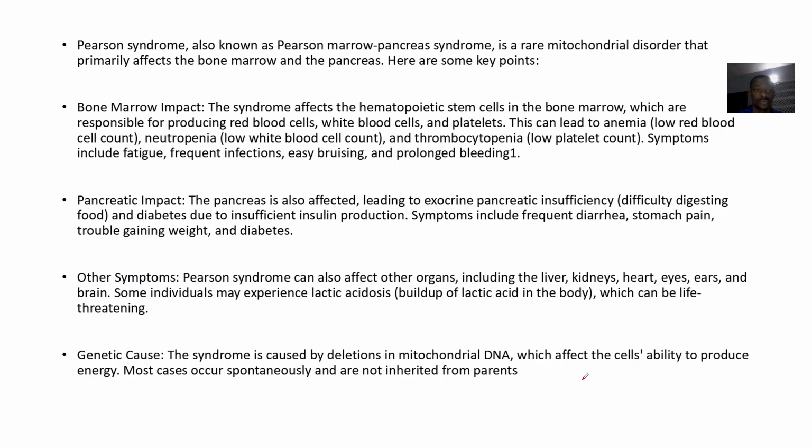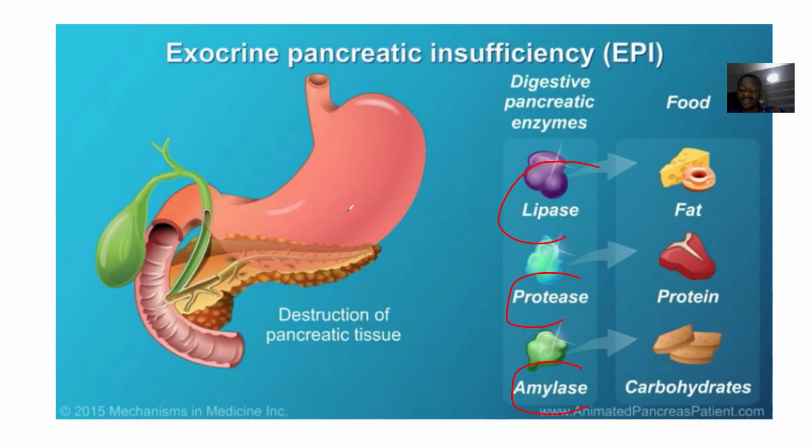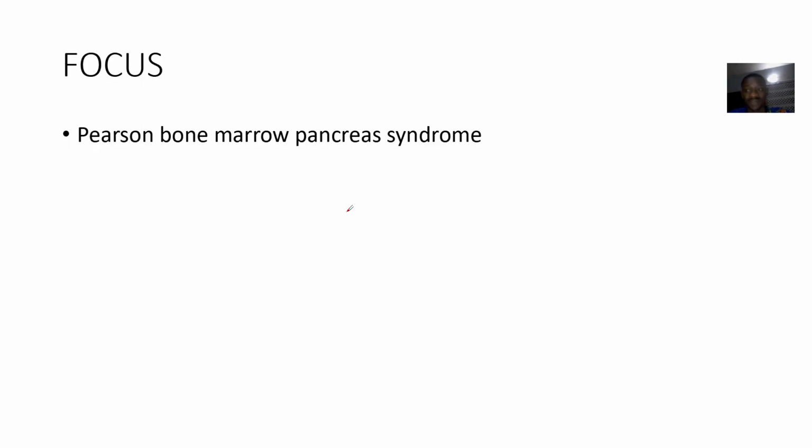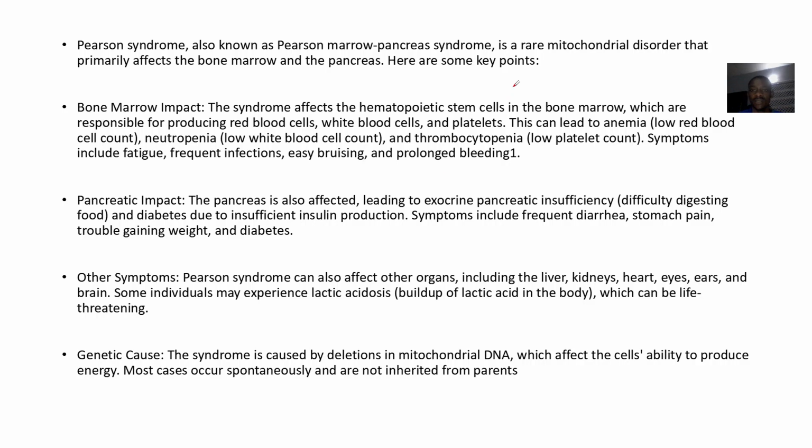Alright. So Pearson syndrome is also known as what? Bone marrow pancreas syndrome. Okay, so Pearson marrow pancreas. This is Pearson bone marrow pancreas syndrome. Right. So it's actually a rare mitochondrial disorder that primarily affects your bone marrow and the pancreas. Alright. So pancreas is affected, bone marrow is affected.